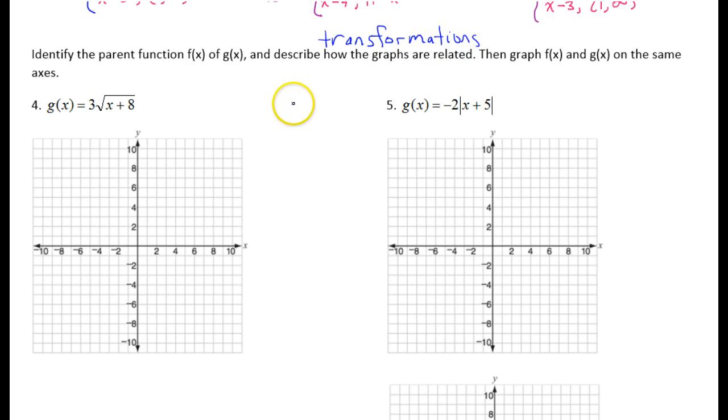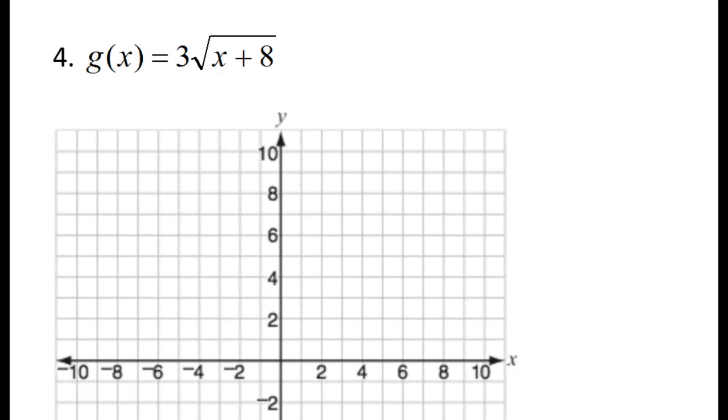Meaning, is it shifted up, down, left, right? Is there a vertical stretch? Is there a horizontal compression? Is there a reflection over the x-axis? That's what we're going to work on in this video.